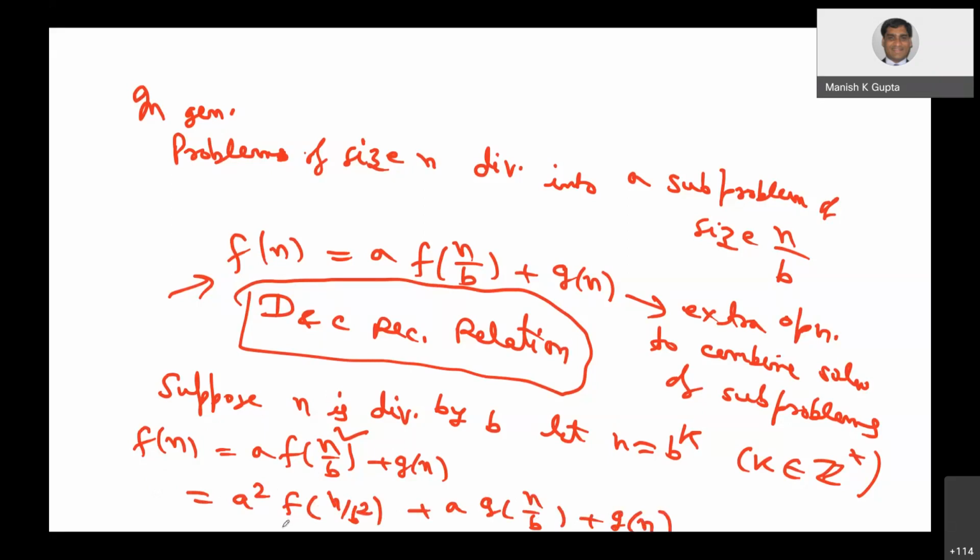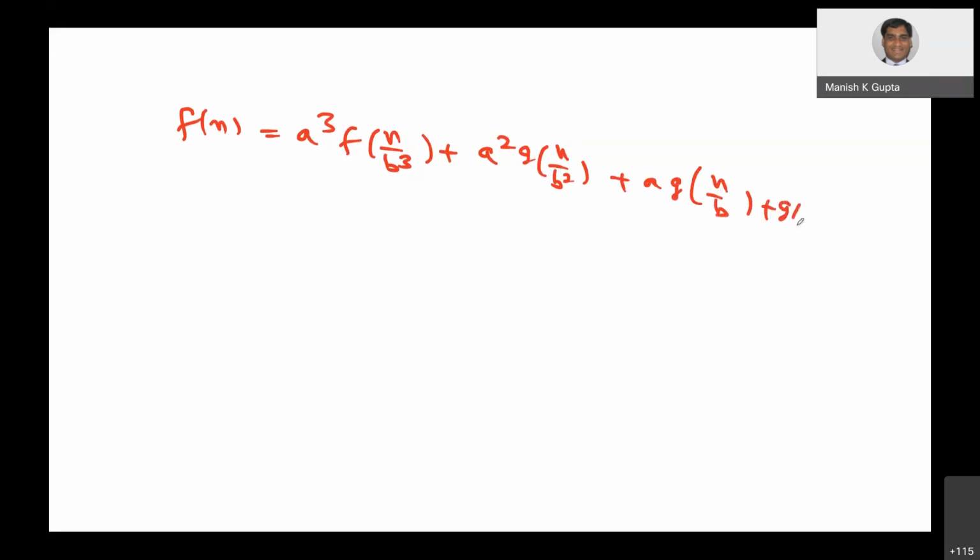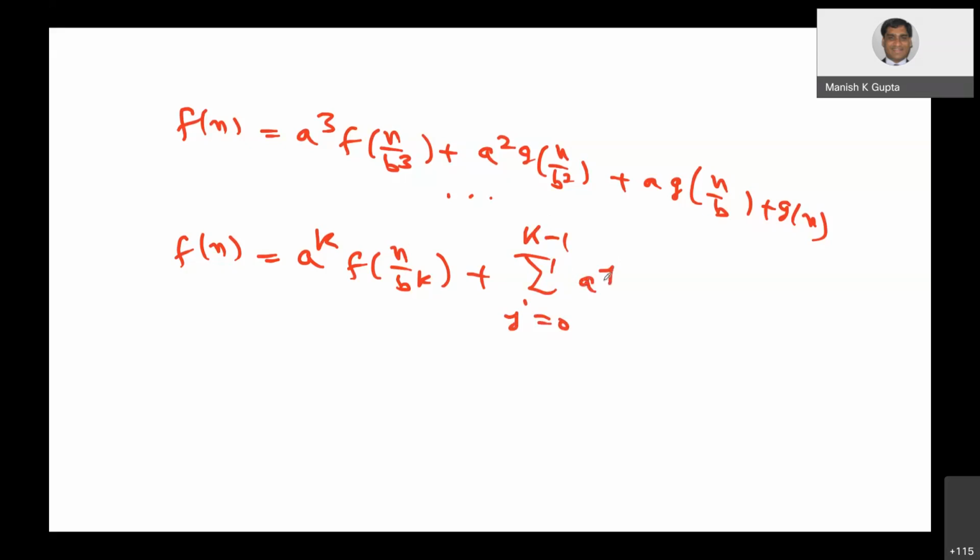If we again iterate, we replace here and here, from this f of n, I replace these two things. Then the iteration will give us f of n is equal to a cube f of n by b cube plus a square g of n by b square plus a times g of n by b plus g of n. So if we keep on doing this iteration, finally we will get that f of n is equal to a raised to power k f of n by b raised to power k plus summation j equal to 0 to k minus 1 of a raised to power j g of n divided by b raised to power j.